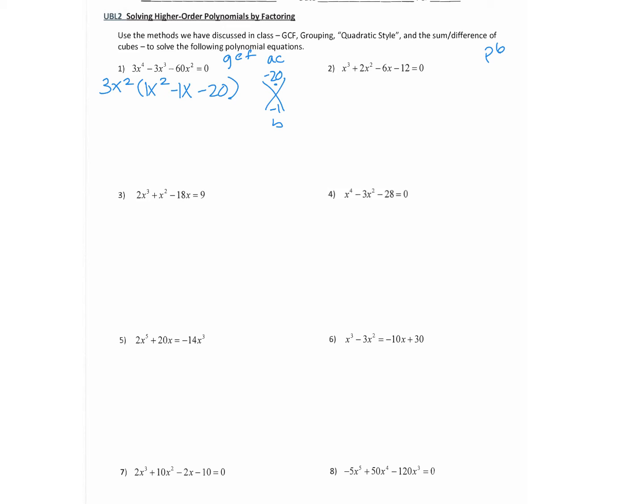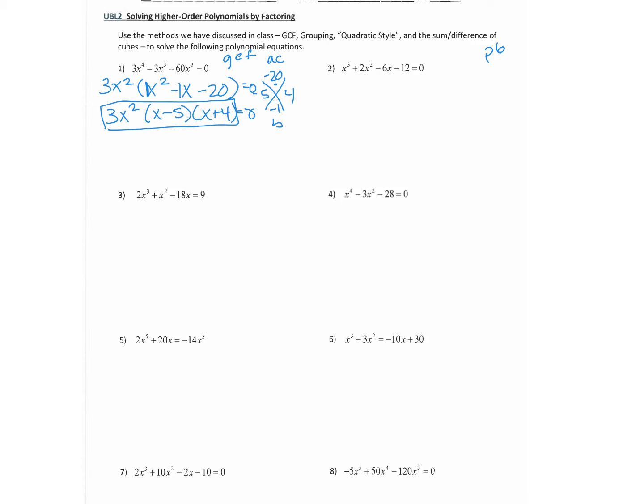So remember, it's a times c at the top and b at the bottom. And now I think of my two numbers, and that would be negative 5 and 4. So because my a is 1, I can just write the negative 5 and 4 in my parentheses. And I get 3x squared times x minus 5 times x plus 4. This is completely factored. So if my problem asked me to completely factor it, I would write this answer on the answer line. It doesn't. It asks me to solve it.